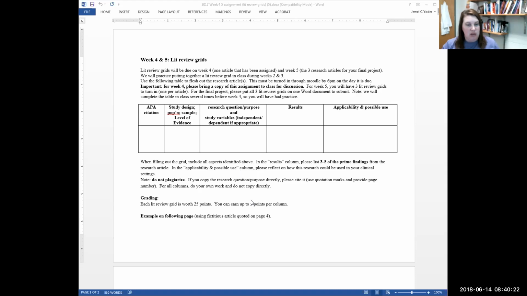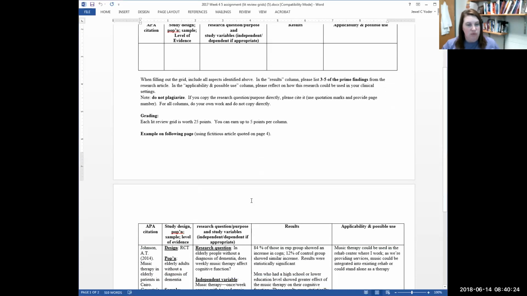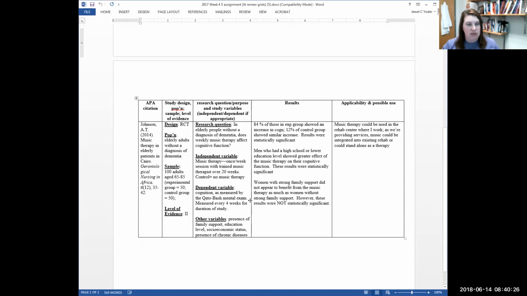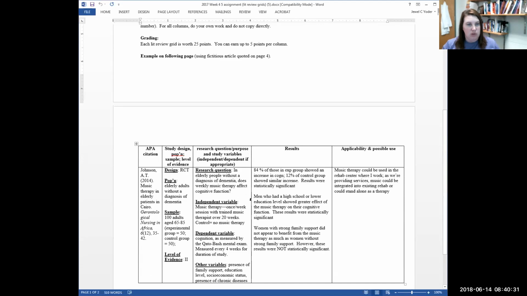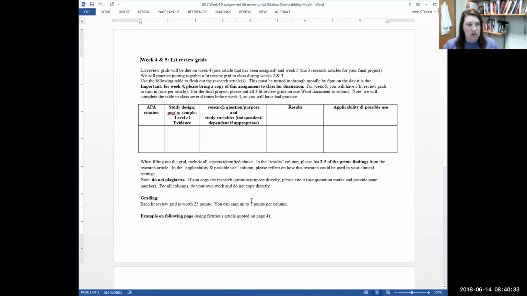So again, feel free to look. Here is kind of an example of one that you might want to mimic. You'll just want to kind of mimic what you're seeing here. So for week 5, your 3 literature review grids are due. Also for week 5, we will have a 3rd and final quiz for you to take.